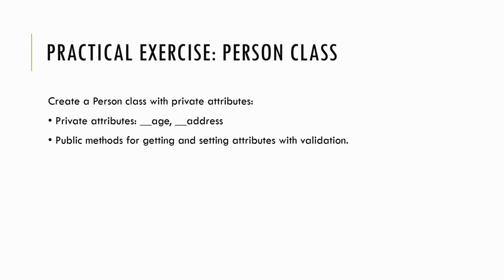Now let's move on to a practical exercise. We are going to create a person class. This class will have private attributes like __age and __address. We will also include public methods for getting and setting these private attributes. This demonstrates how encapsulation helps in controlling the access and modification of the object's data.